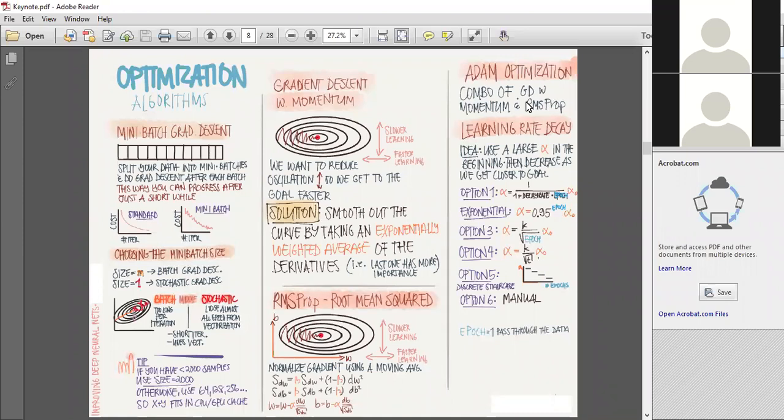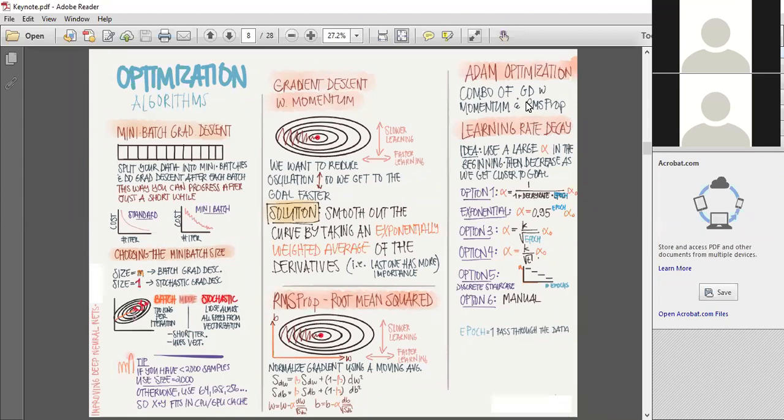The one most used by everyone nowadays when they want to optimize a deep neural network is Adam optimization, which takes the good points of gradient descent with momentum, the pace, and the good point from RMSprop, which is smoothening those fluctuations.